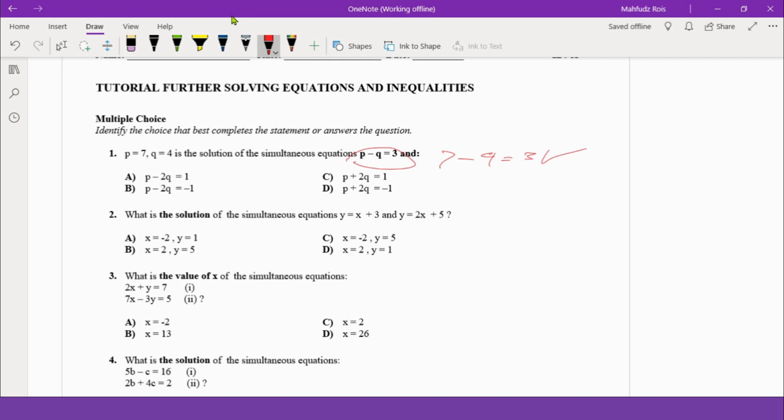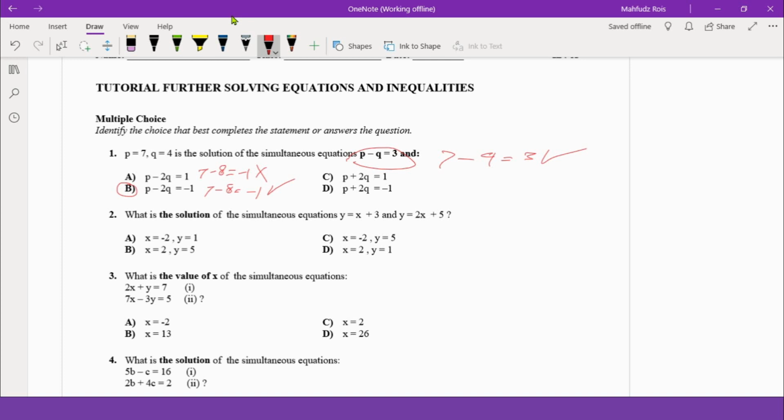All right, so let's start with this. If you put 7 for P and then Q 4, it will be 8, so it will be minus 8. So A is wrong, and this one is 7 minus 8 equals minus 1, so this is true. So it's clear for the solution of the equation P 7 and Q 4 are the simultaneous equation of P minus Q equals 3, and B here, P minus 2Q equals minus 1. So the answer is B.